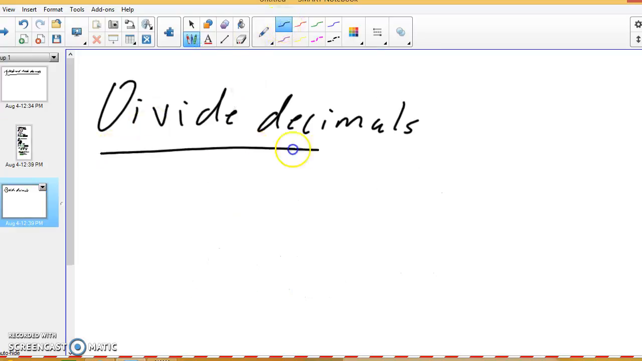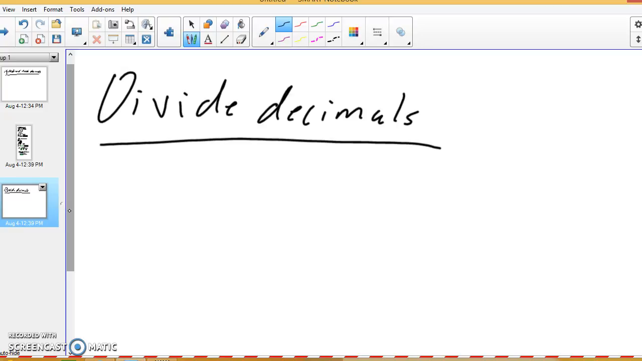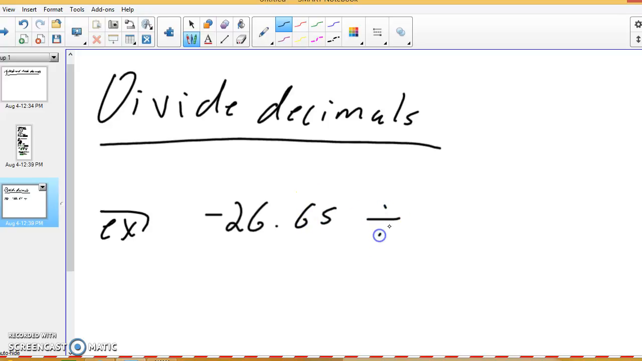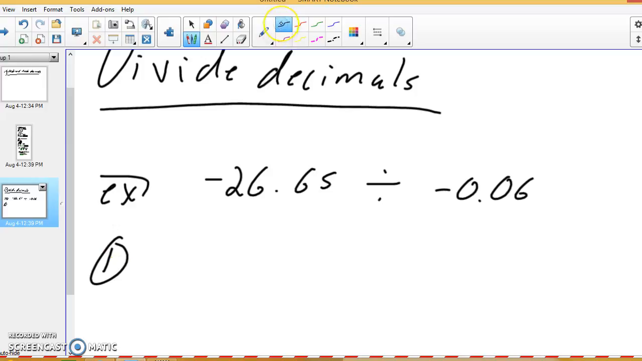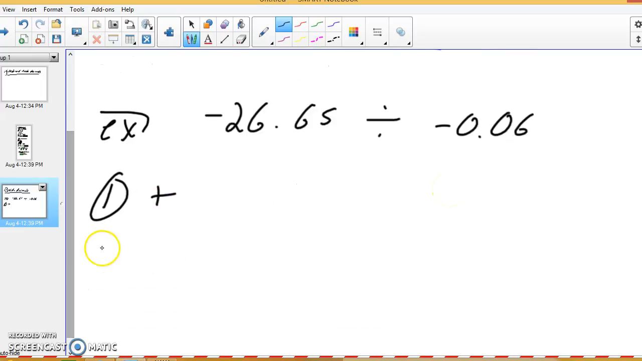Okay, now we're going to talk about how to divide decimals. Again, this is very similar to the regular division algorithm, only we have to change it slightly because we're working with decimals. So say we are trying to divide negative 26.65 and we're dividing it by a negative 0.06. Okay, first step, just like multiplication, determine your sign. So we have a negative and negative. Well, negative divided by negative, that's going to be a positive.